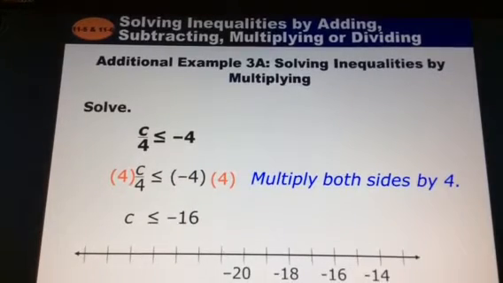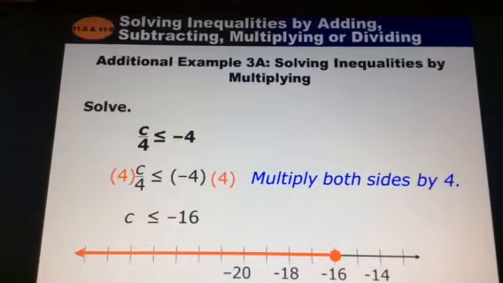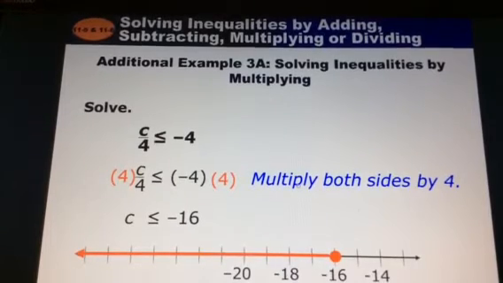Okay, so c less than or equal to negative 16, closed circle on negative 16, everything to the left. And I can pick a number. I'm going to pick something easy, like negative 20. If I do negative 20 divided by 4, I get negative 5, and negative 5 is less than or equal to negative 16.